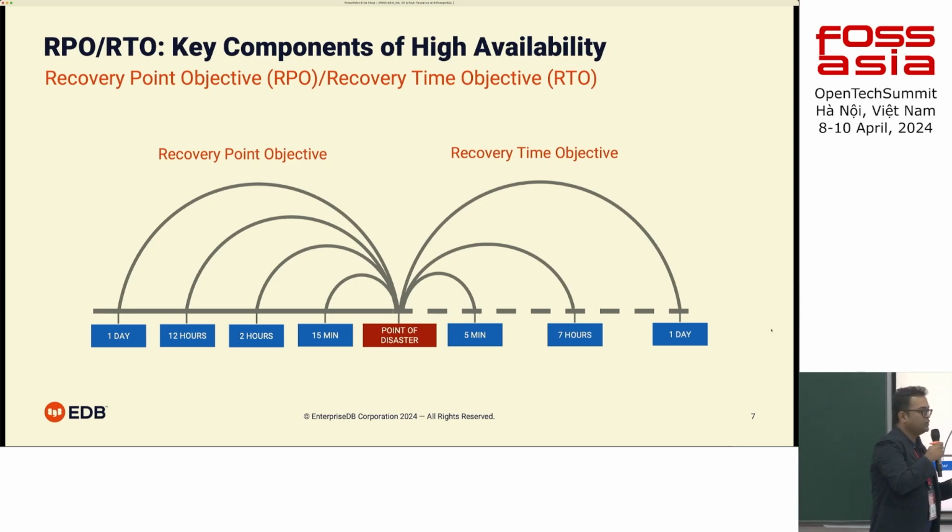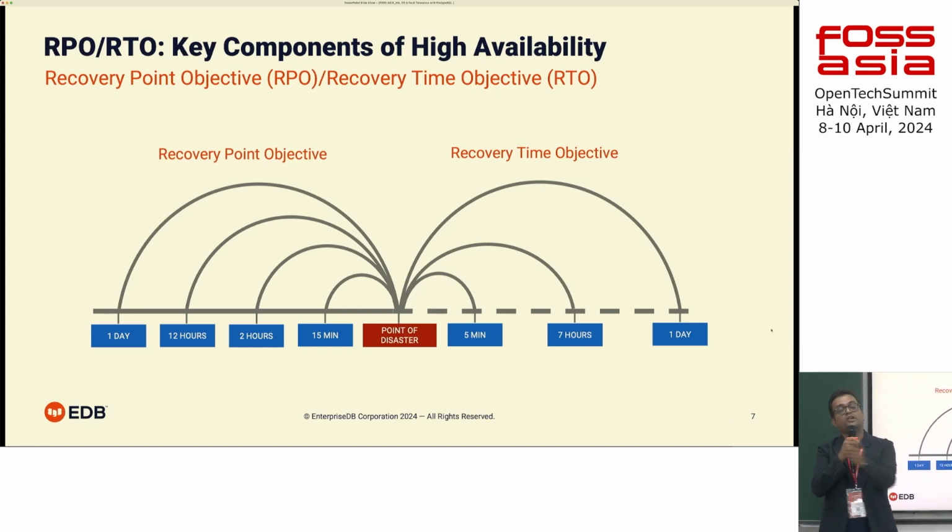While RTO is how much time you are okay with not continuing your business: 5 minutes, 10 minutes. And again, it is not a single time. Typically it's measured over a whole year or whole month, based on your availability. So you need to choose what your RPO and RTO are.